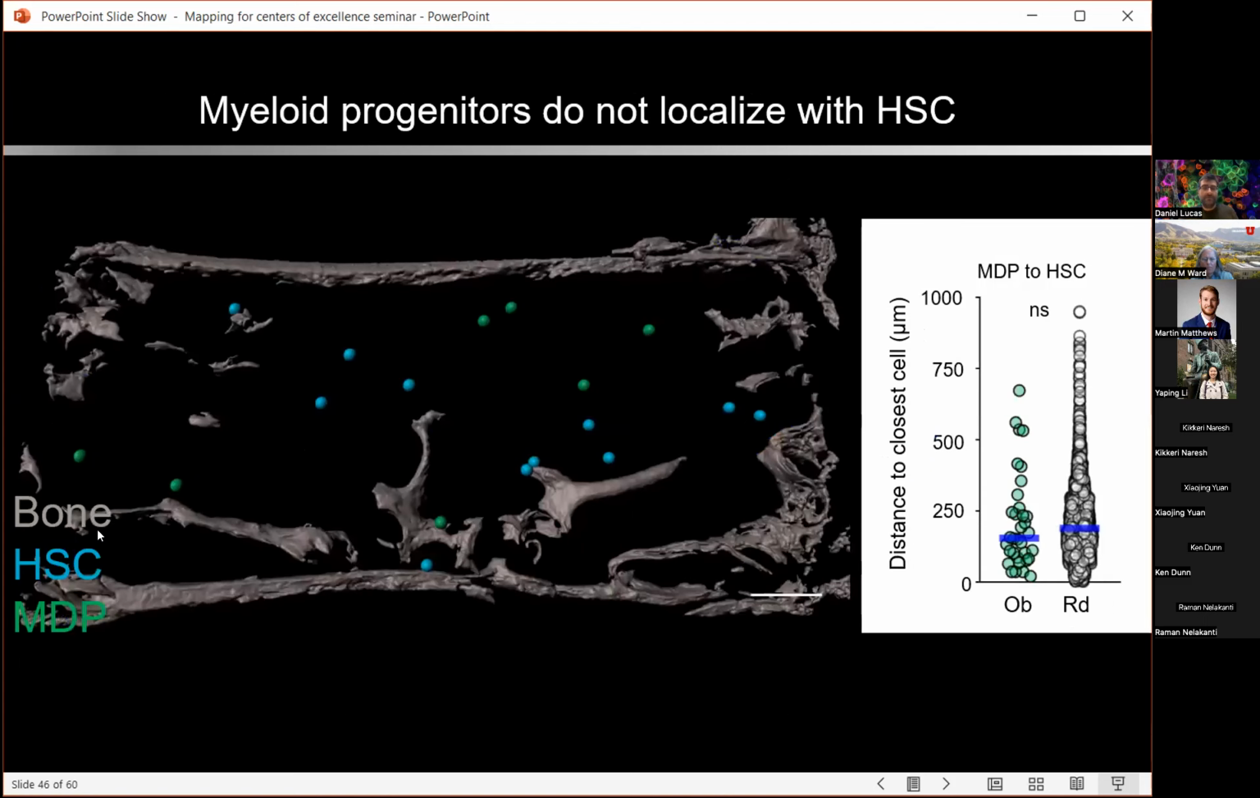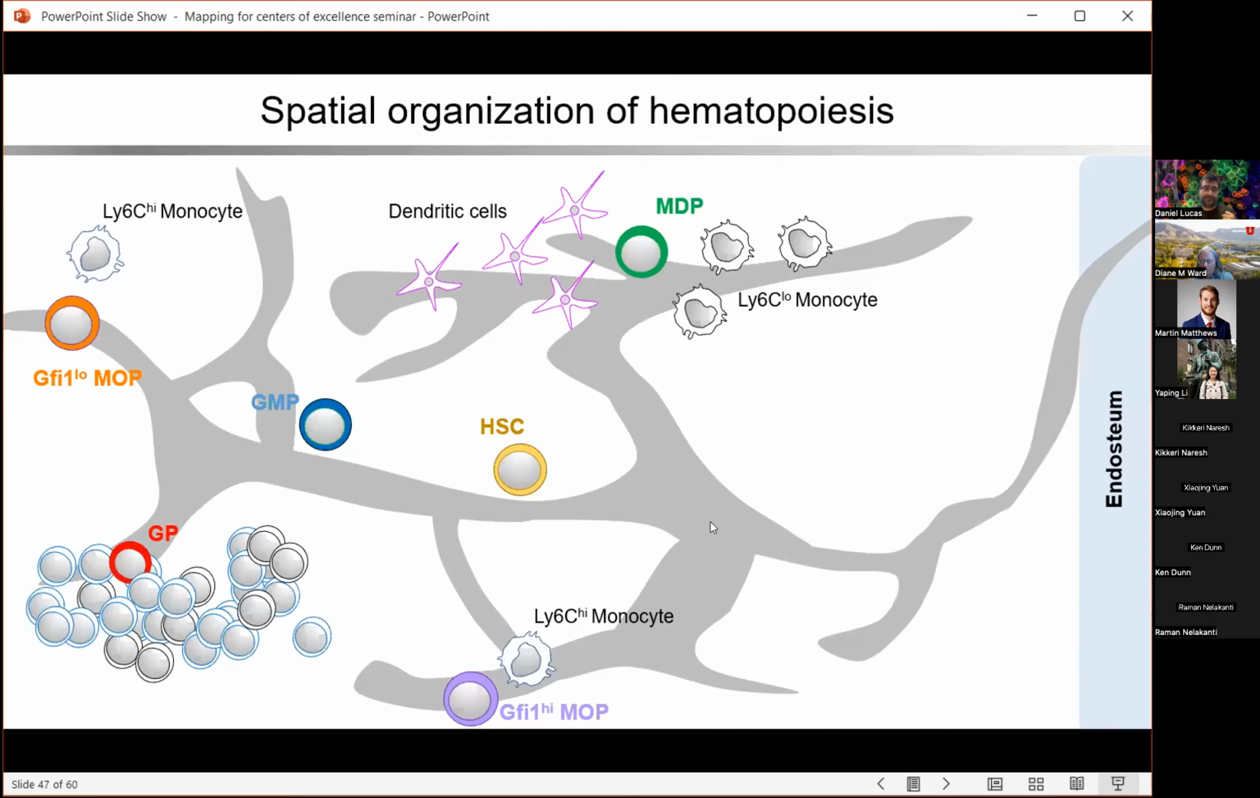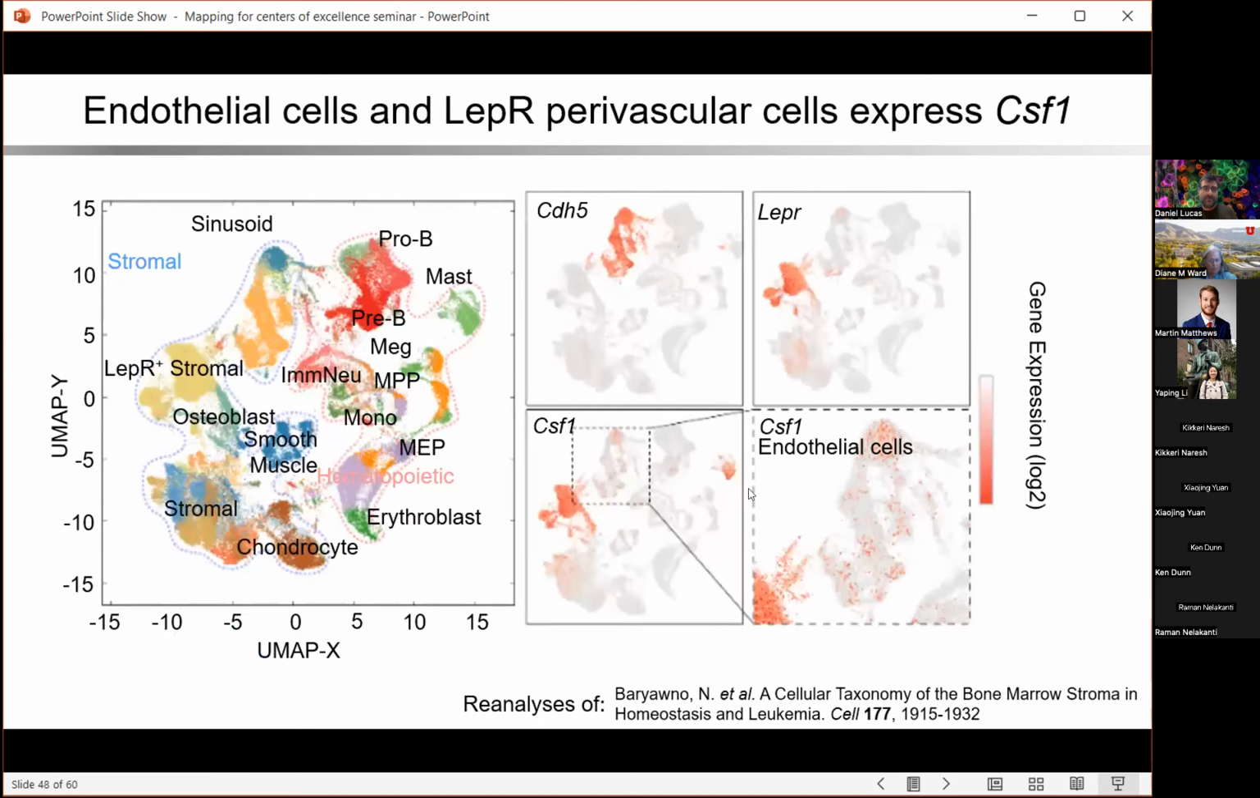We also were able to modify our stains to visualize stem cells and progenitors and found that they are not together. So differentiation of monocytes, dendritic cells, and neutrophils is happening away from the stem cells, implying some type of migration in the marrow. And this is our summary of how these cells organize. So then we ask, why is there this specific location?